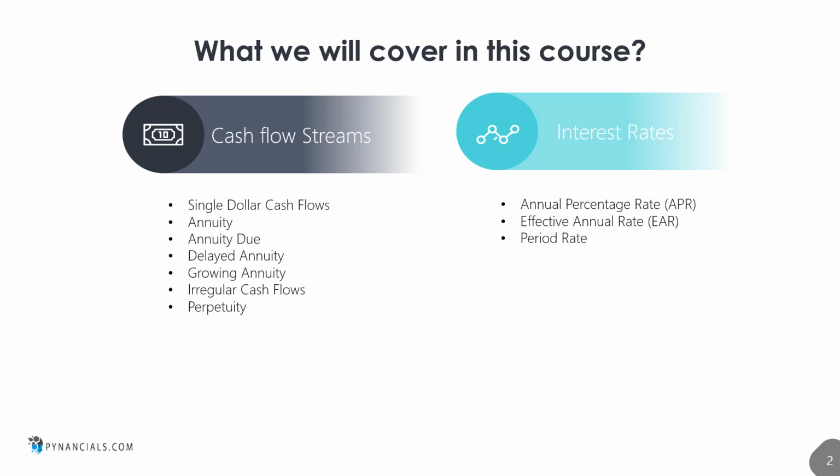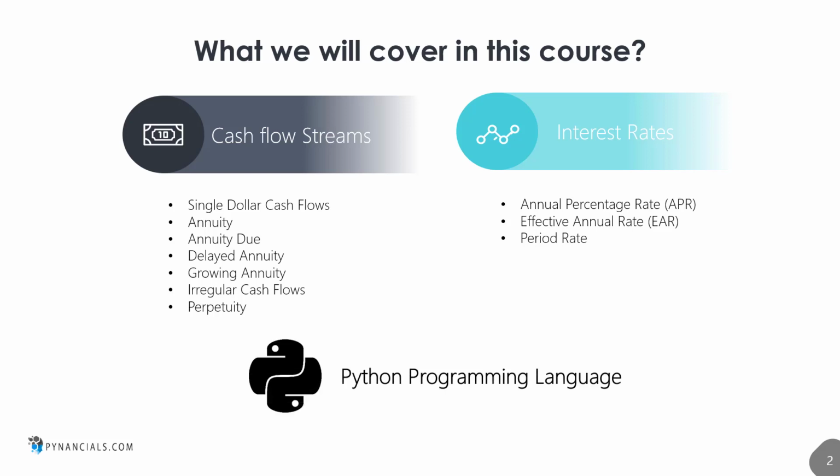We will begin by explaining the different cash flow streams such as single dollar cash flow, different annuities, irregular cash flows, and perpetuity. And then we will move on to explaining different interest rates such as APR, EAR, and period rates. In this topic, we will rely on Python to solve different time value of money problems, and that's where the real excitement comes into play.